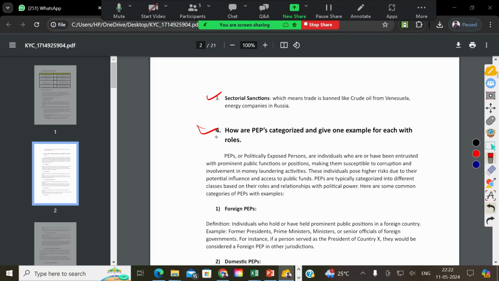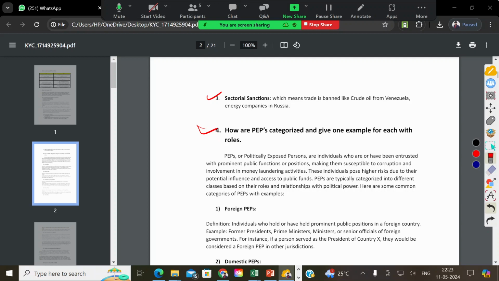A politically exposed person is an individual who is or has been entrusted with prominent public functions or positions, making them susceptible to corruption and involvement in money laundering activities. These individuals pose higher risk due to their potential influence and access to public funds. So that comes under PEP, so that you can follow a separate process.